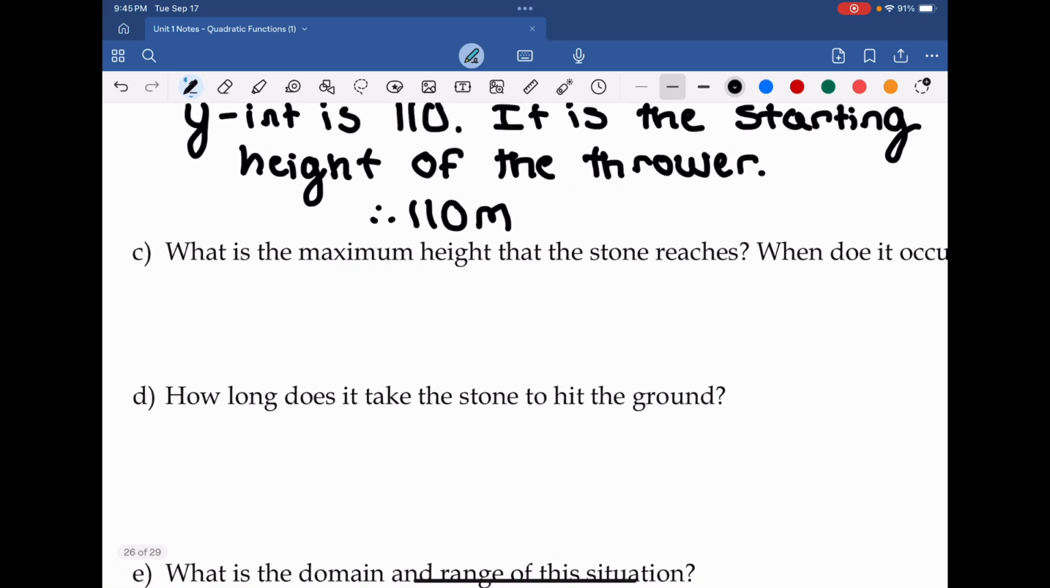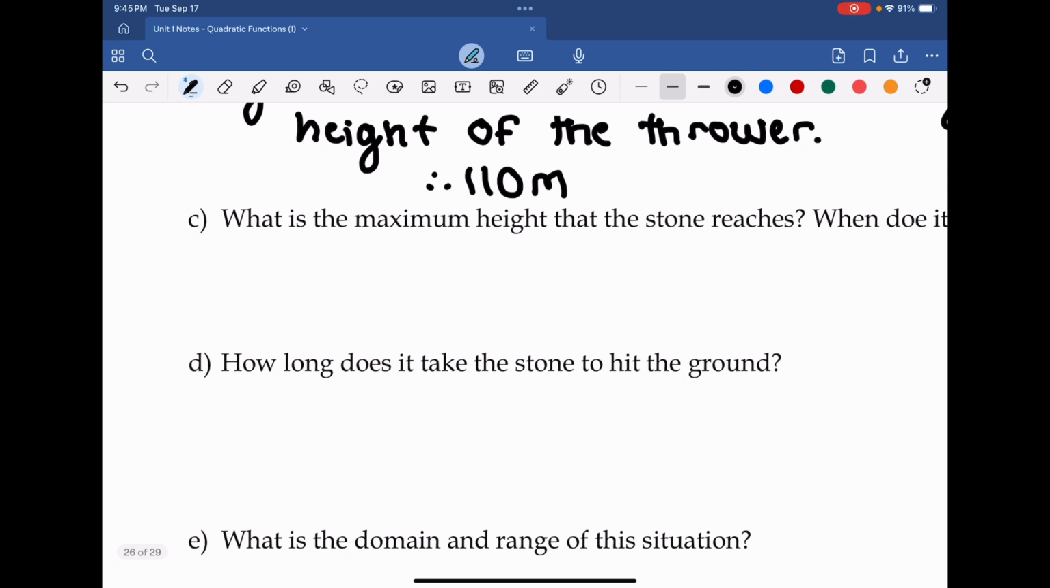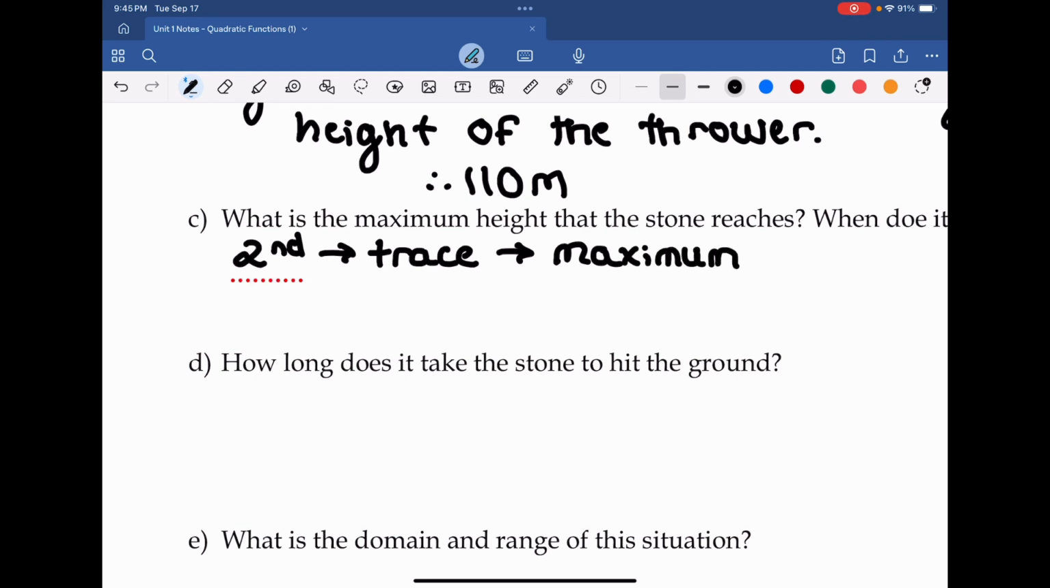For my Casio users, or for my TI users, let's start there. You're going to go second, or the blue button, trace, which is the fourth button on the top, and then you're going to click maximum. Now, the reason we're selecting maximum is because there's a highest point. Now, more about this and what to do with this in a second.